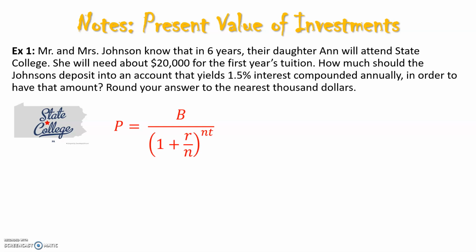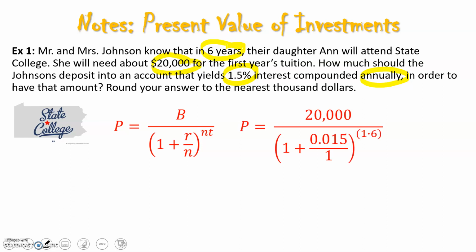This is our present value of investment formula. We know, if we look at the problem, that our balance that we need is $20,000, so that's our B. The interest rate is 1.5%, and this is compounded annually, so n is 1. And we know that they need this in 6 years, so that's our time. We'll take that information and plug it into the formula. So we have P equal to 20,000 over (1 + 0.015/1) to the power of 1 times 6.